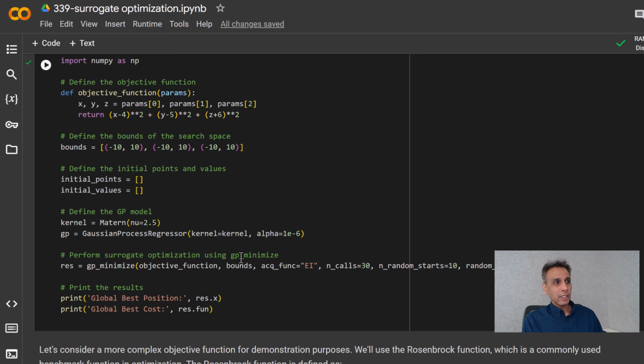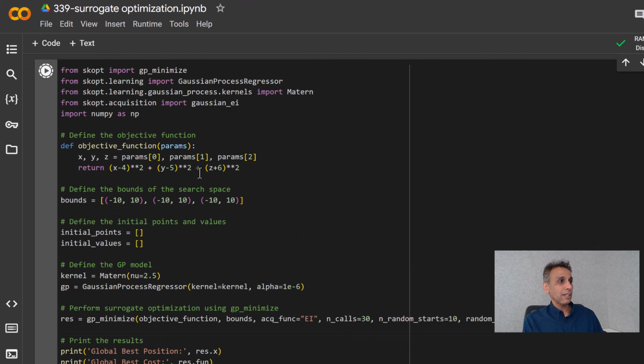Now perform the surrogate optimization, and we are using the GP minimize. We are providing the objective function as the input. We are providing the bounds as input. What acquisition function are we going to use? EI, of course, that's what we ended up using previously. You can change the number of iterations to 50; I just left it at 30 to see what we get. And random state and everything. And let's go ahead and print the function, the x and the cost value.